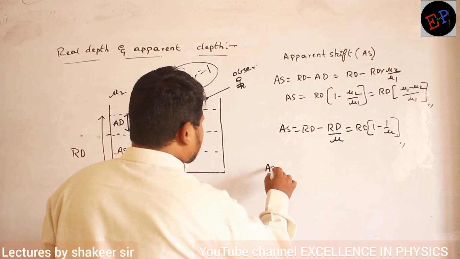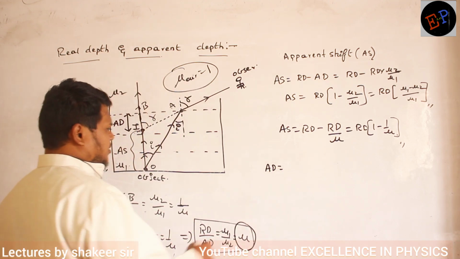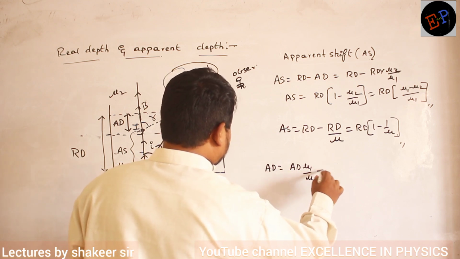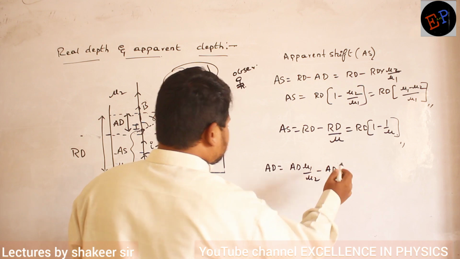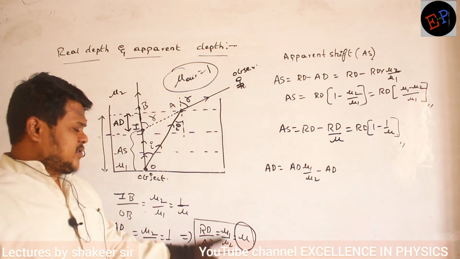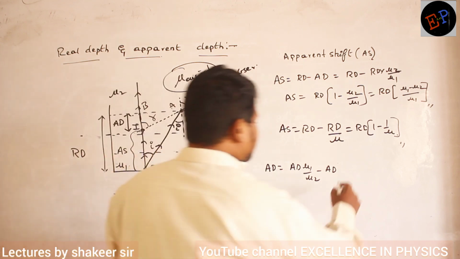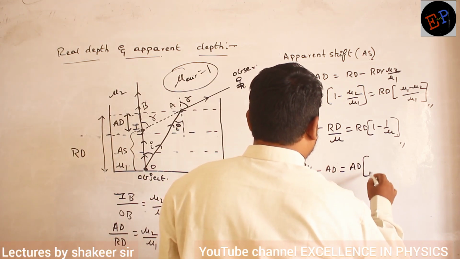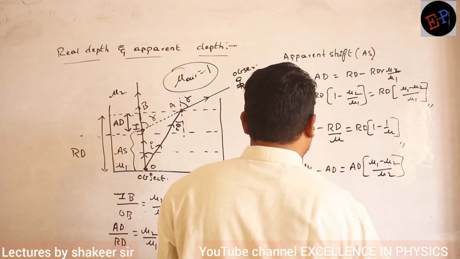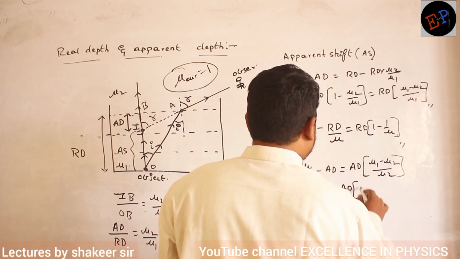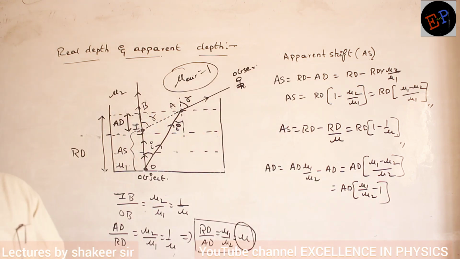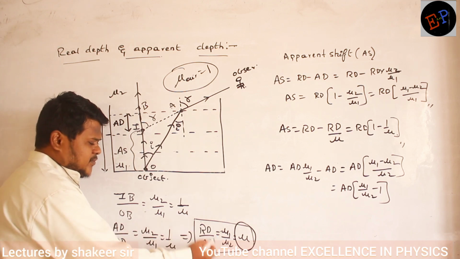Similarly, some more equations I will write. Now instead of RD, I can write AD into mu1 divided by mu2 minus AD. I can write like this also. Instead of RD, I can write AD into mu1 by mu2. Now here if I take AD common, then I will get mu1 minus mu2 divided by mu2. Or you can write AD, if you take common, mu1 by mu2 minus 1 also. So these are the equations in terms of mu1 by mu2.